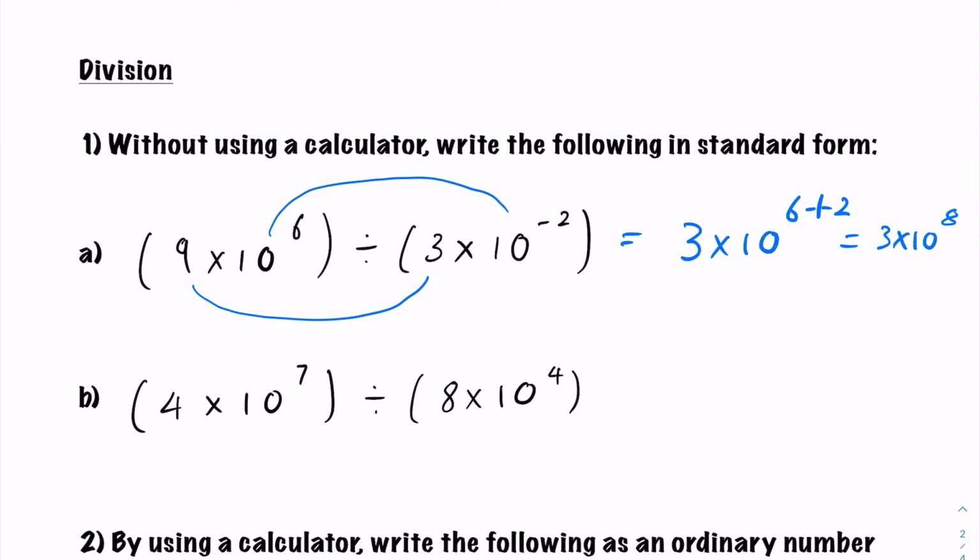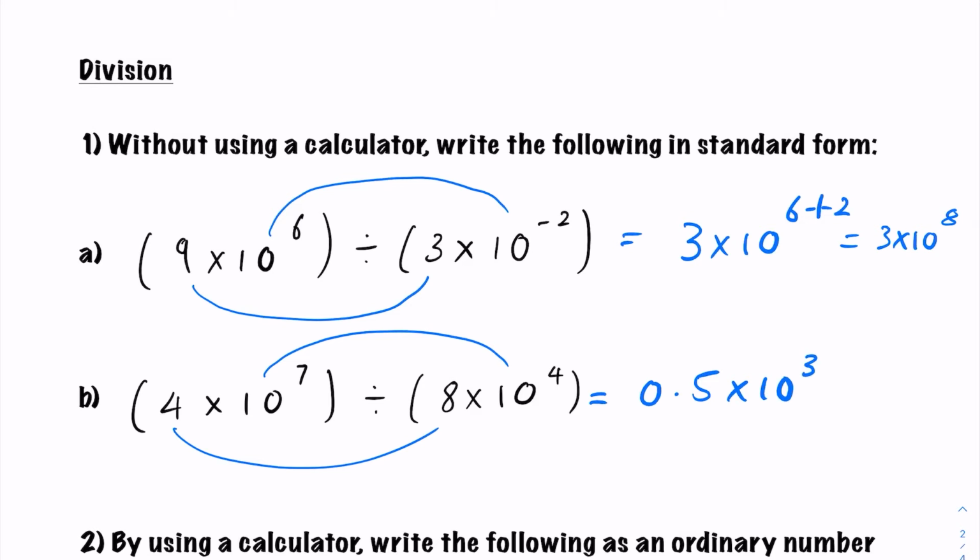Lastly, 1b, 4 times 10 to the power of 7 divided by 8 times 10 to the power of 4. Using the exact same idea, 4 divided by 8 is going to be 0.5, okay, because that's basically half, 4 divided by 8. So the decimal is 0.5. And 10 to the 7 divided by 10 to the 4 would be 10 to the power of 7 take away 4. Remember, we subtract the powers when we divide. 7 take away 4 is 3.